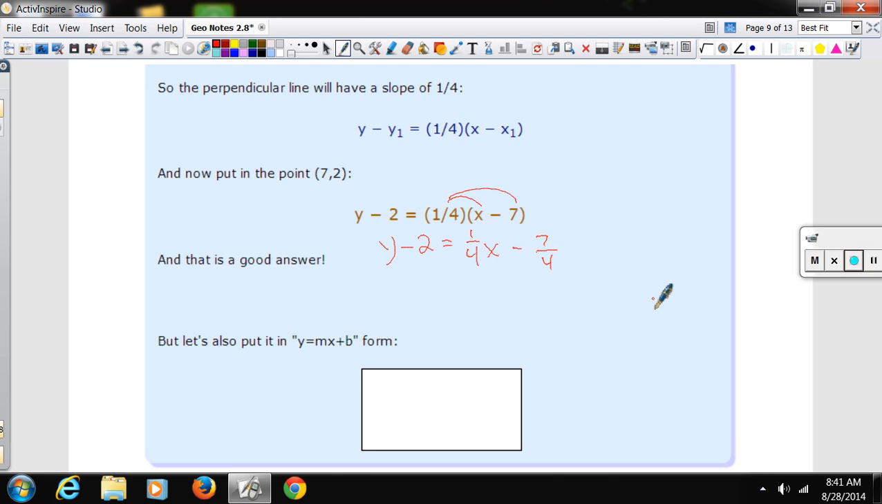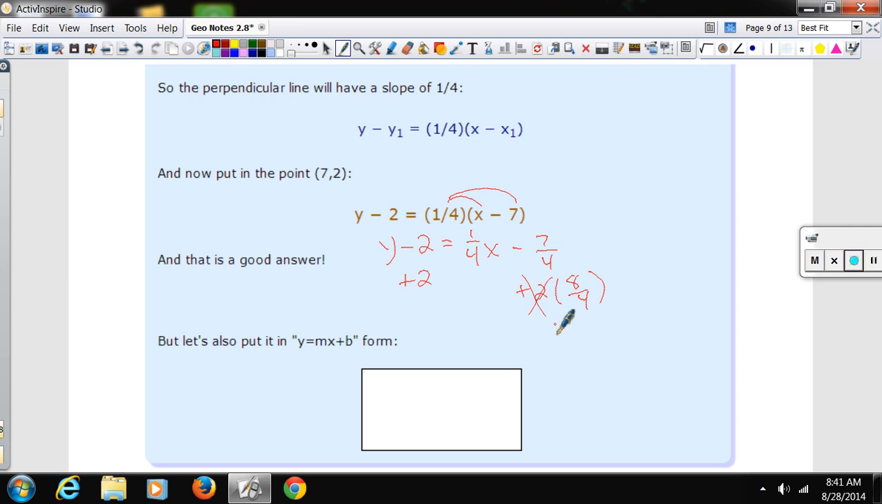So now the tricky part is to add 2 to both sides. But I want to change 2 into a fraction that has a common denominator. What fraction that equals 2 has the same denominator as a 4? 2 times 4 is 8. So I'm going to use 8/4. Is 8/4 the same as 2? Yeah, so I'm going to get rid of the 2 and I'm going to use 8/4.